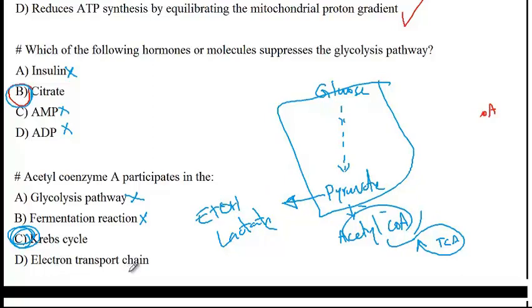And then finally, the electron transport chain: acetyl coenzyme A contributes to the production of NADH and FADH2, which could be used by the electron transport chain, but it doesn't directly participate. Had we said cytochrome C or ubiquinone, then I would say yes, those do participate in the reactions, but acetyl coenzyme A does not directly participate.